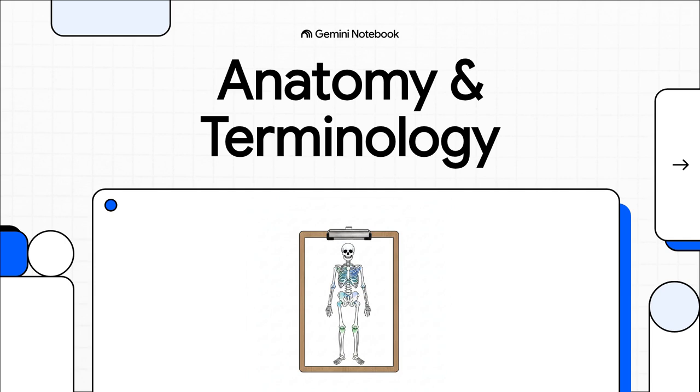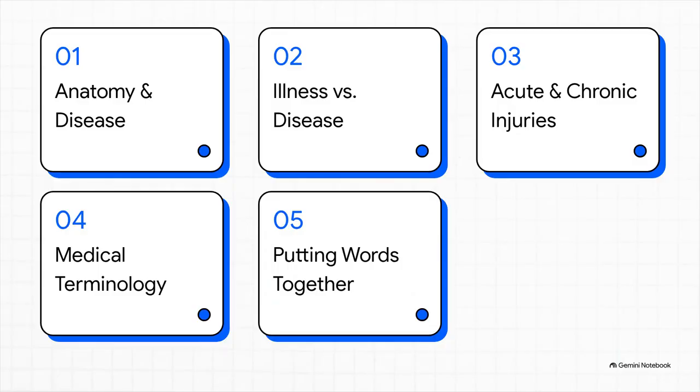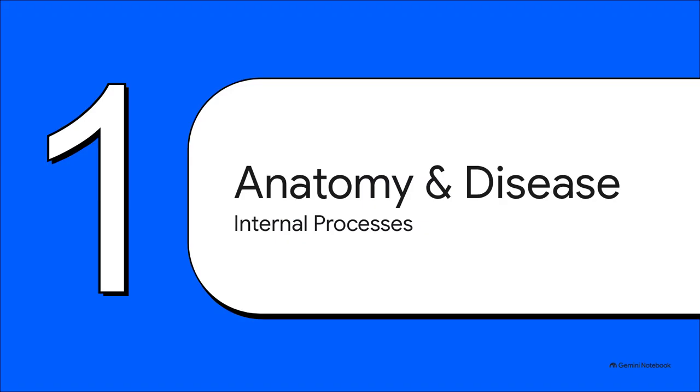And that means getting a solid grip on anatomy, how different injuries actually work, and the terminology doctors use to document the whole shebang. Here is a quick look at our roadmap for today. We'll cover anatomy and disease processes, illness versus disease, acute and chronic injuries, deciphering medical terminology, and finally, putting words together. Okay, let's kick things off with Section 1, Anatomy and Disease Processes.